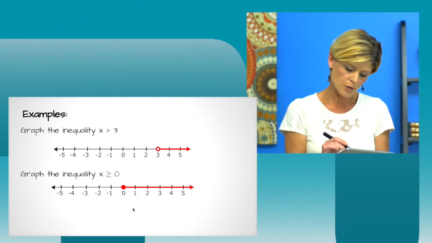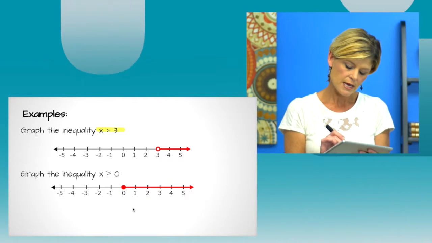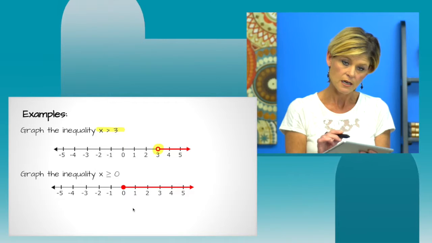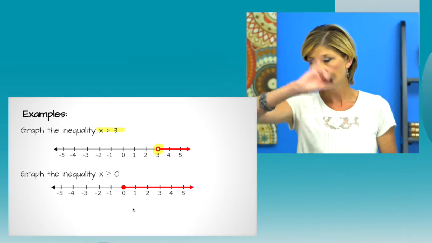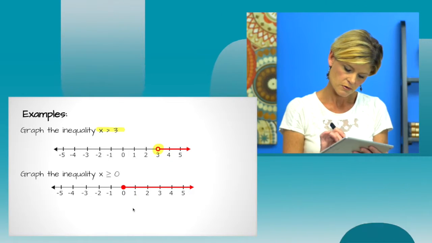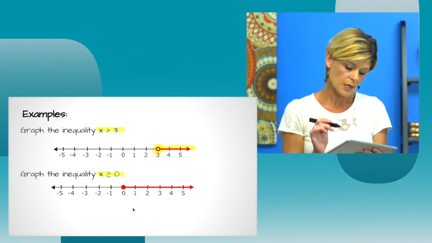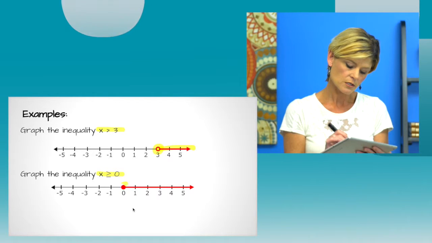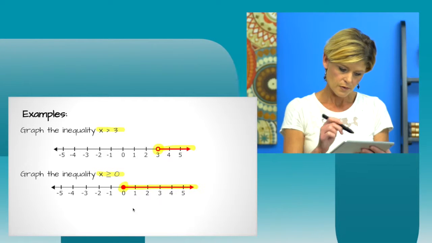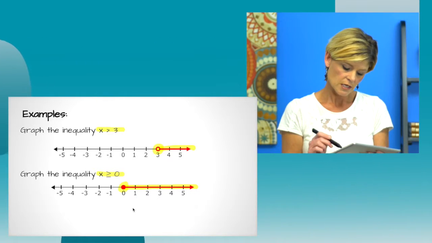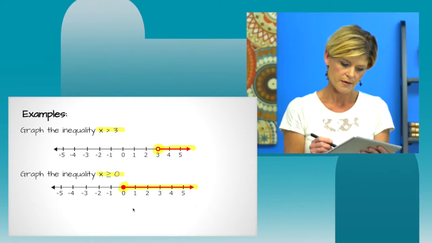Okay, so here's an example of an open circle. Our inequality says x is greater than 3. See how this circle here is open? It's not filled in. That means that x cannot equal 3. It's anything above 3, but it cannot be 3. That's why the circle is open. Now in this inequality, x is greater than or equal to 0. You can see that the circle is closed because x could be 0. So, closed circle if it is a solution. 0 could be a solution for that variable.